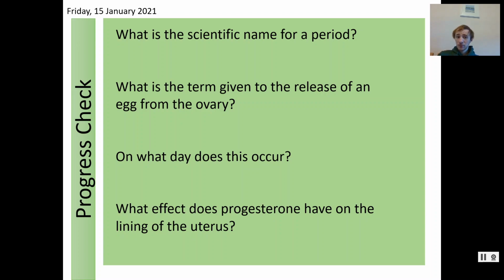So answers: the scientific word for period is menstruation, make sure you're spelling it right. What is the time of egg release called? Ovulation. What days is it? Days 13, 14, 15. What does progesterone do to the uterus lining? Maintains the lining, stops it being lost. Fine. That's the end of today's lesson.